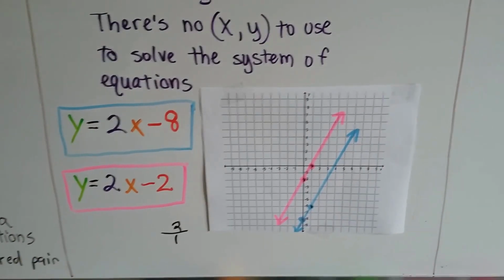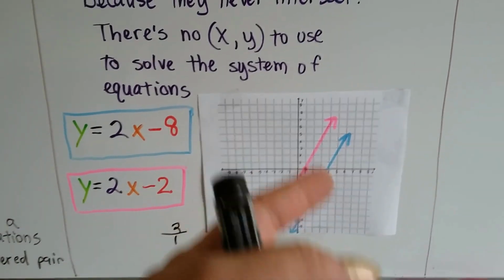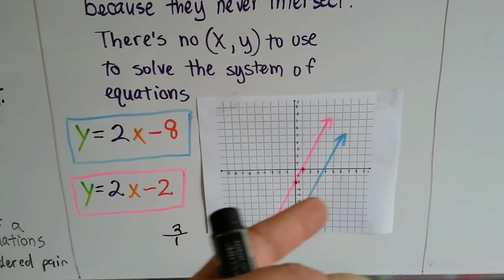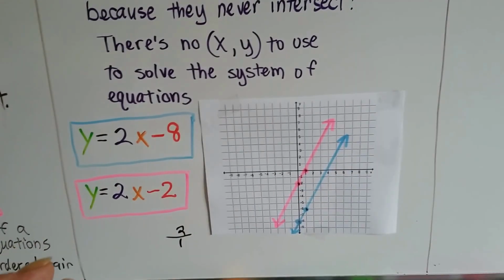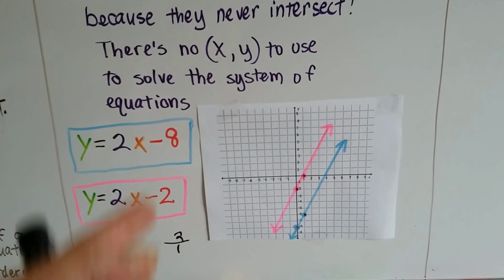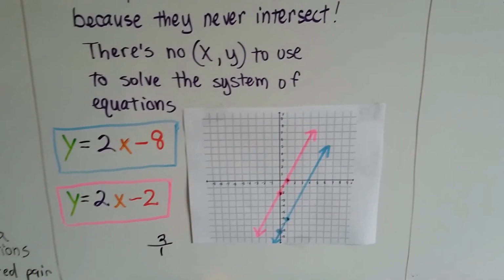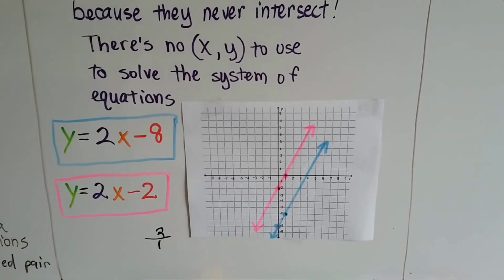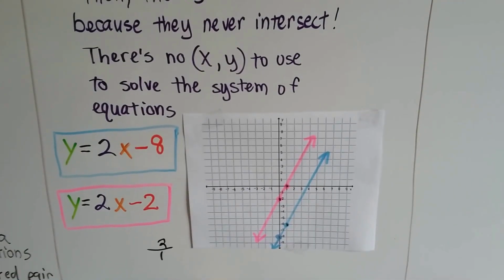They don't intersect anywhere. So there's no crisscross. There's no point. There's no xy where they meet, where they intersect, to be able to plug in as the x and y values. We can't do it. See? They never intersect. All right. What happens when they do intersect?